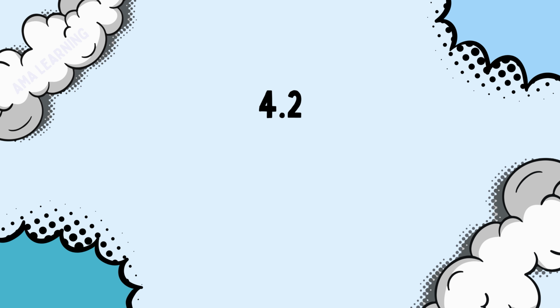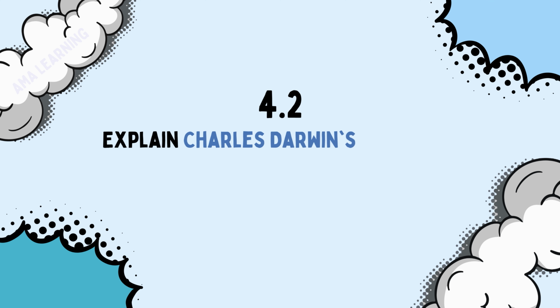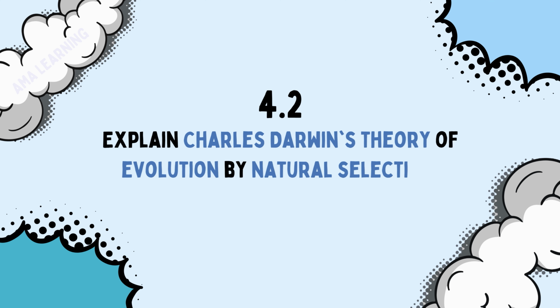Specification point 4.2. Explain Charles Darwin's theory of evolution by natural selection. To successfully answer any GCSE questions linked to this topic, you will need to be able to apply your understanding of the key stages of natural selection to new scenarios.